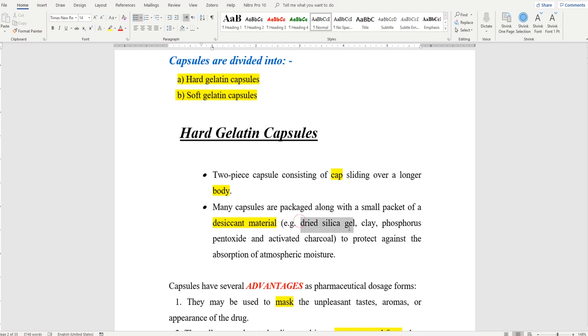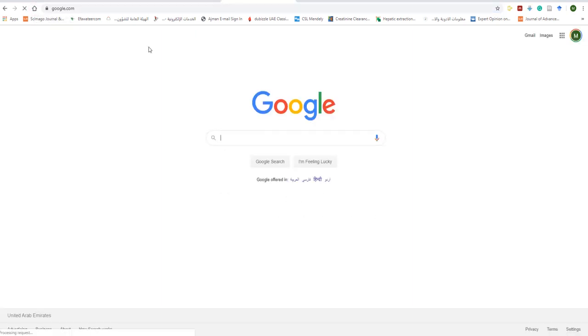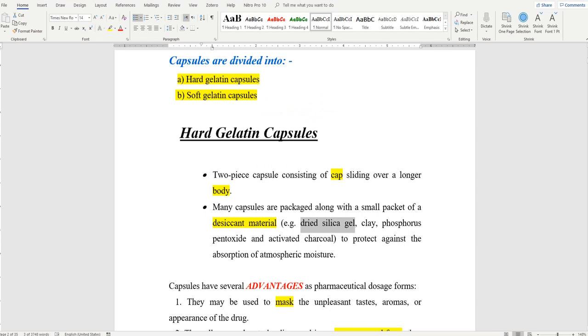Examples of this desiccant material which you need to memorize: we have dried silica gel, we have clay, we have phosphorus pentoxide, which is very powerful, and we have activated charcoal. The most commonly used desiccant material is dried silica gel, and I want to show you these silica beads. I will do a search for you to see the silica beads.